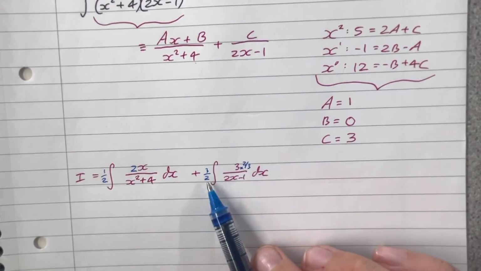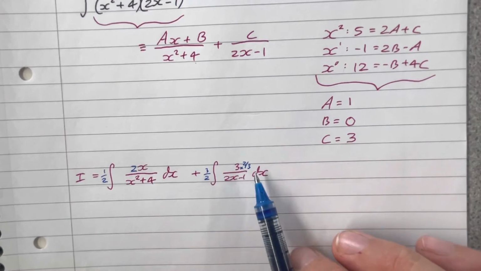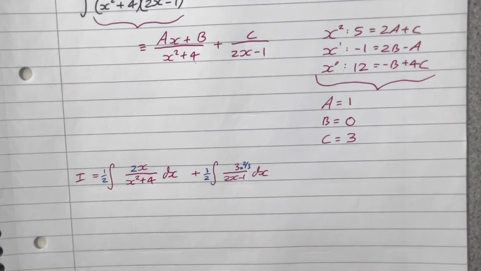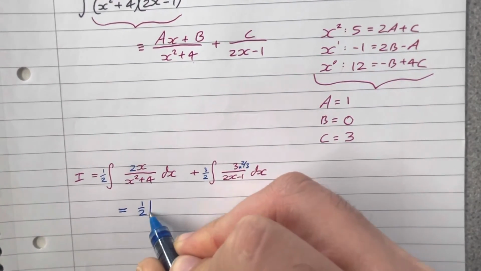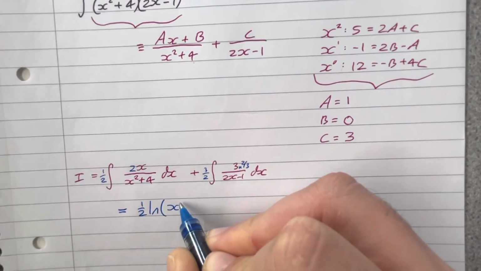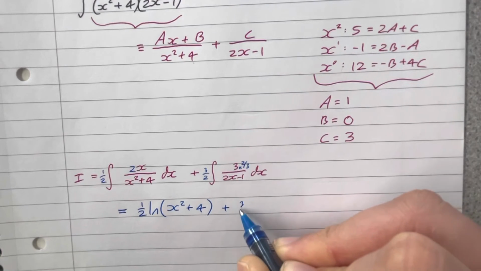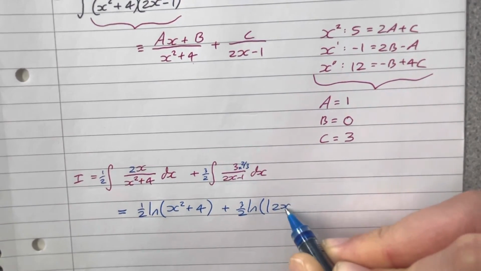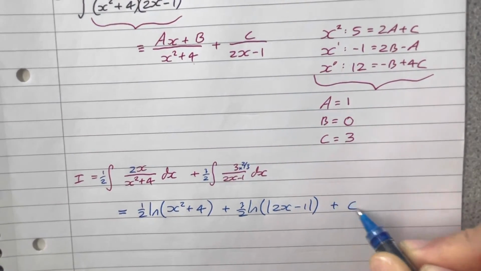Okay, and I'm doing that, so I'm timesing the integral by 1, so it doesn't actually change the integral, but now the top is the differential of the bottom within the integral. So I can say that this is going to be equal to 1/2 times the natural log of the bottom, which is x squared plus 4, plus 3/2 times the natural log of the mod of the bottom. Didn't need the mod here because that's always positive. Plus your constant of integration.